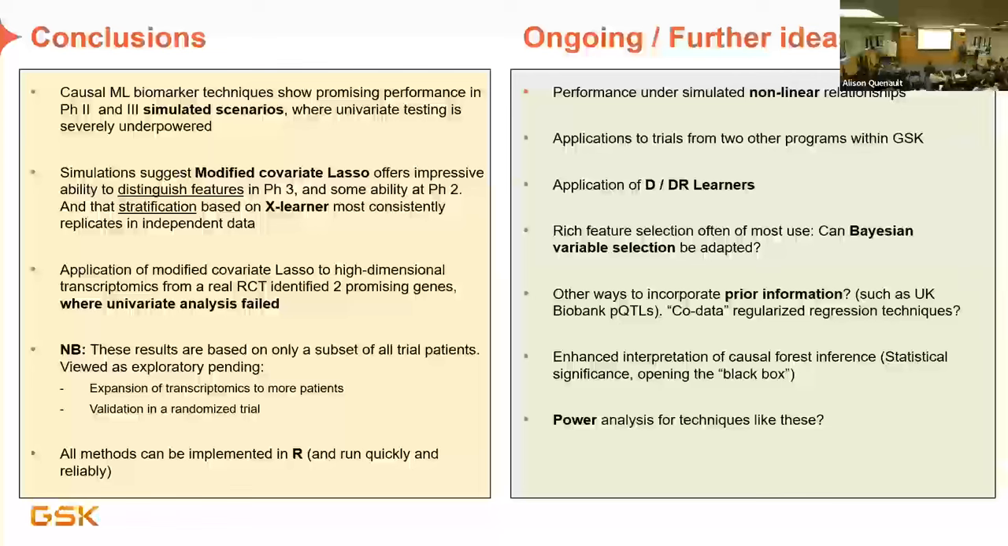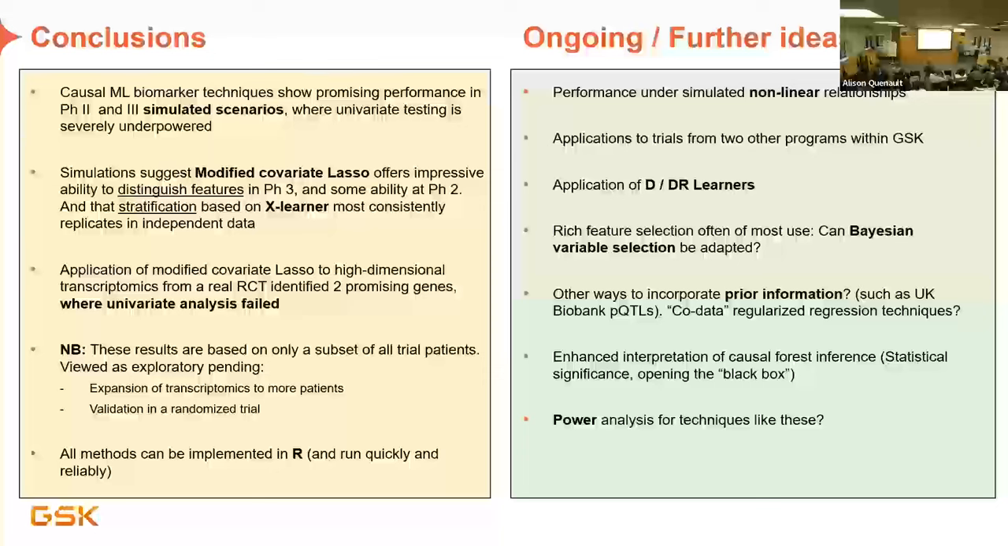We're now looking at applying these to a couple of other programs in GSK, so we'll see how that goes. I'd be really interested to explore newer approaches, the DR learner. I've been connected with somebody at the company who used to work on this stuff academically, a guy called David Whitney, who some of you may know. He was at LSHTM. He's fantastic, and he's taught me a lot. So we're hoping to move to the DR learner sometime soon, where there's a bit more theory worked out than the X learner. And that could also be tied with lasso, allowing some feature selection.